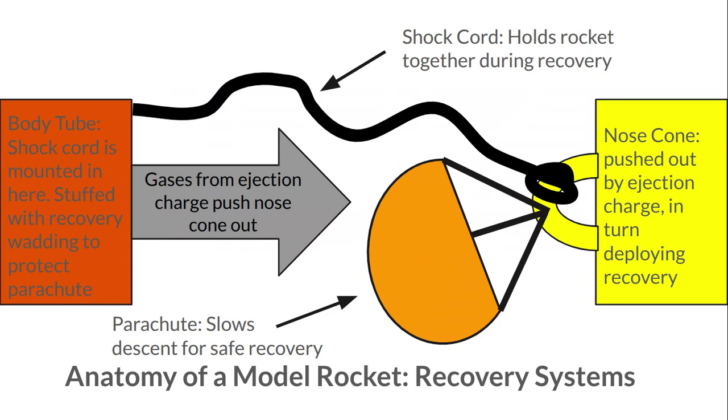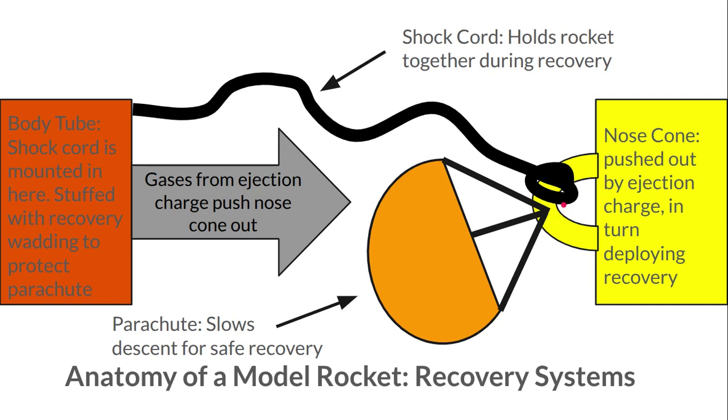Next up is recovery systems. So there's a lot to go into for recovery, but I'm gonna try to simplify it. You're gonna have the shock cord right here. This is usually elastic. In higher power rockets, they use nylon or Kevlar, but it's just going to be a long cord that will be attached in the body tube. It'll go up and attach to the nose cone over here.